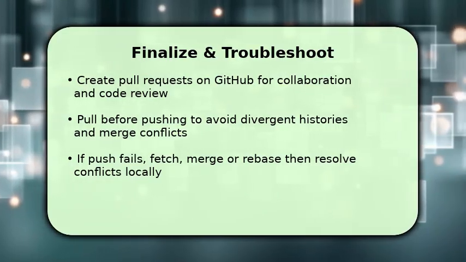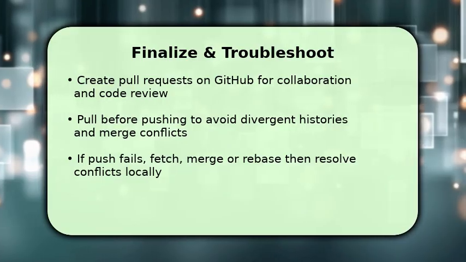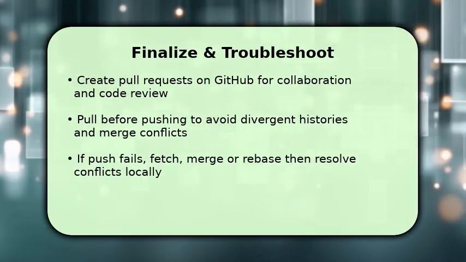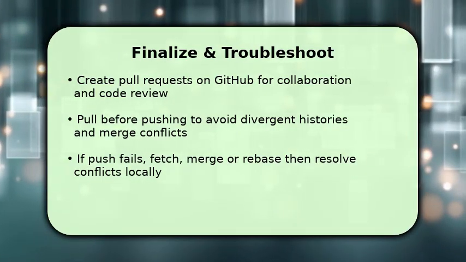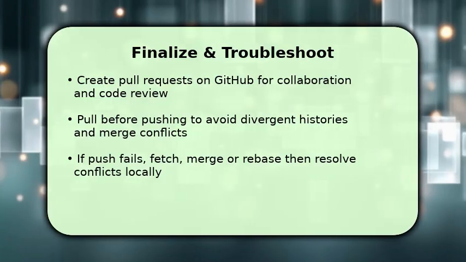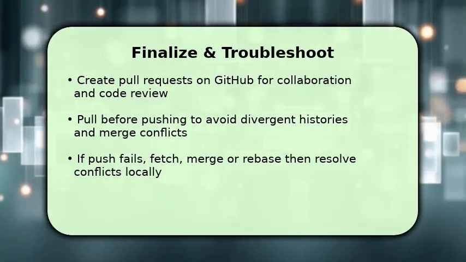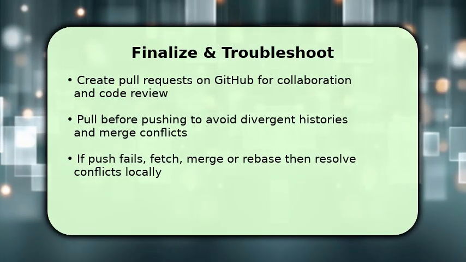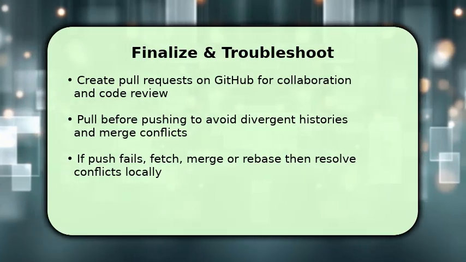If a push fails due to conflicts, fetch the remote changes, merge or rebase into your branch, and resolve conflicts in Visual Studio, then commit and push again. One key troubleshooting tip: if authentication repeatedly fails, regenerate a GitHub personal access token and update Visual Studio.